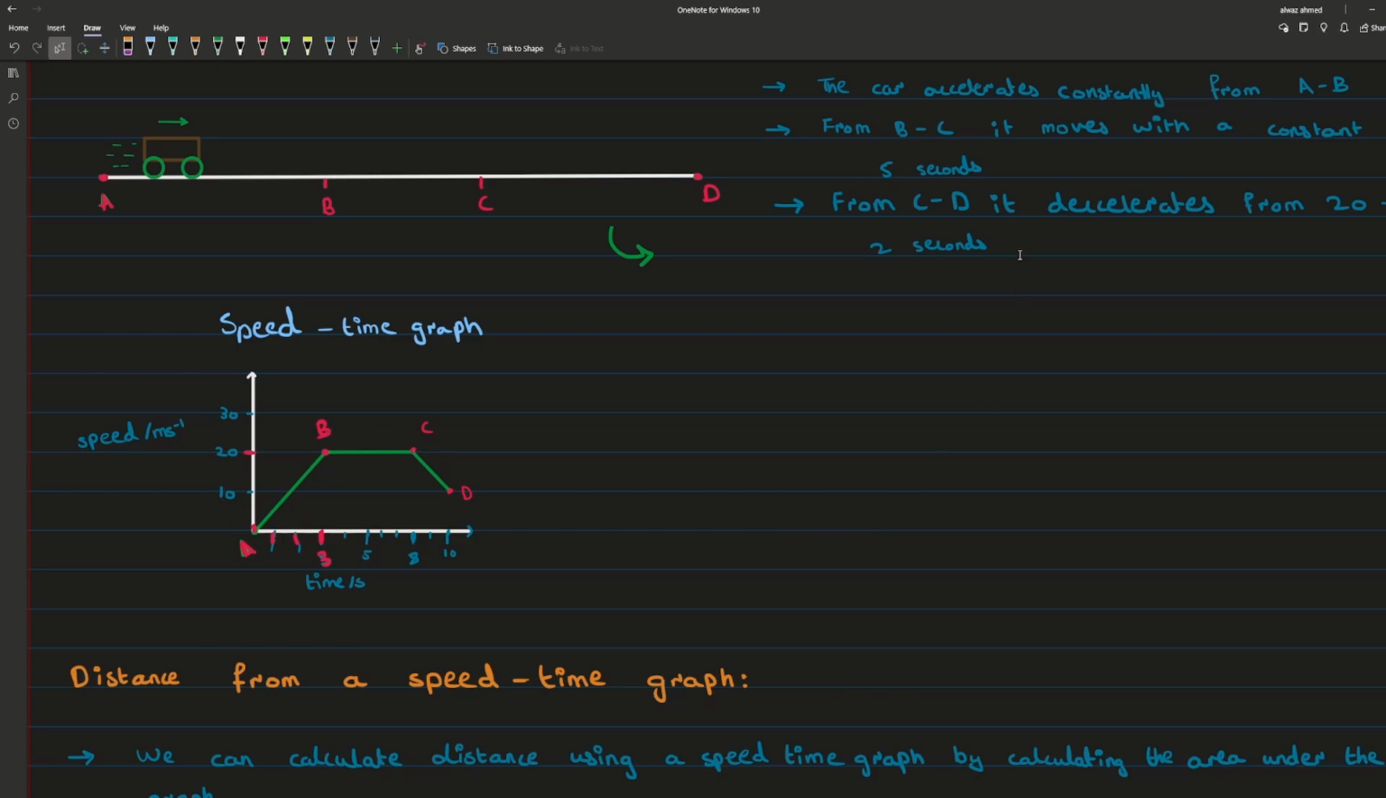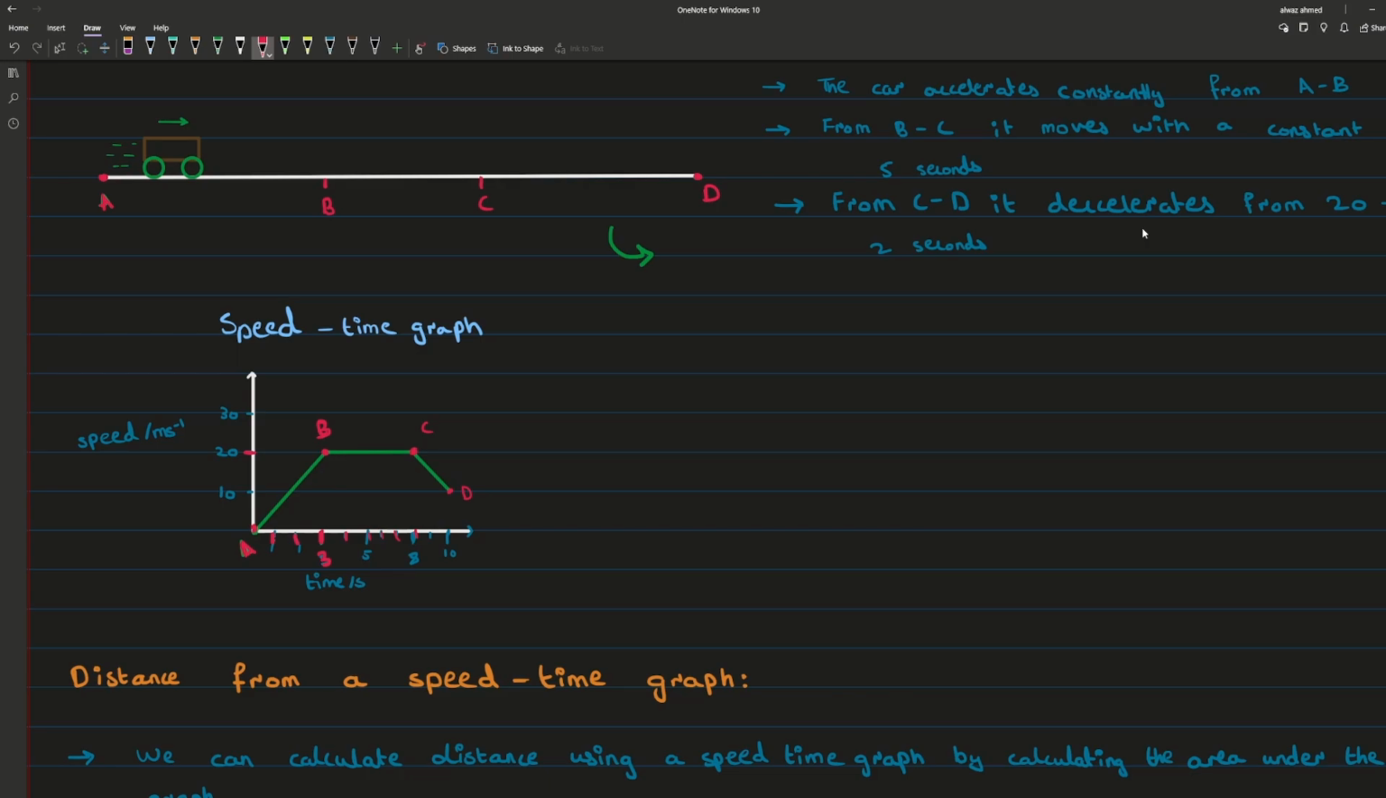Next it says that from B to C the car moves with the constant velocity or speed for 5 seconds. So for 5 seconds the speed or velocity does not change. Okay, so let's add another 5 seconds into the 3 seconds we previously had. So 4, 5, 6, 7, 8, and as we know that the speed did not change, this is going to be a flat line, so the speed is the same.